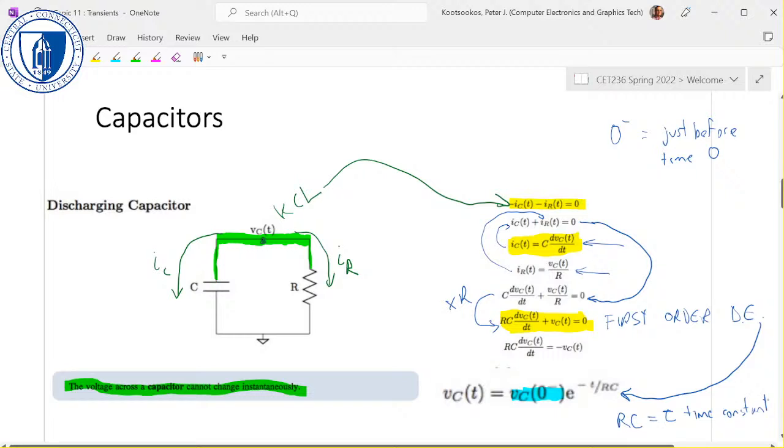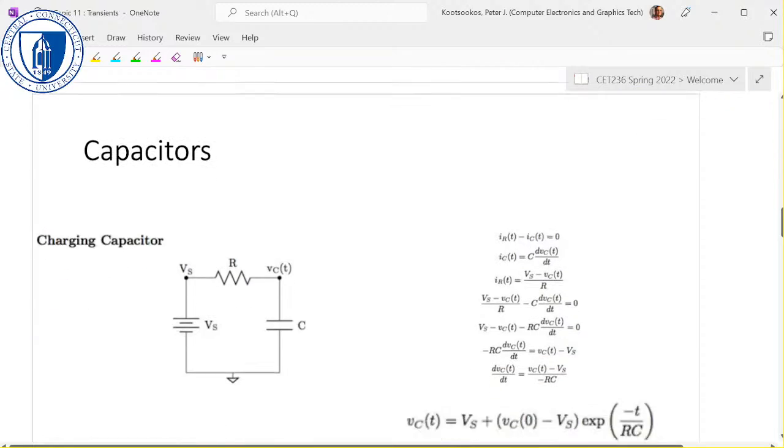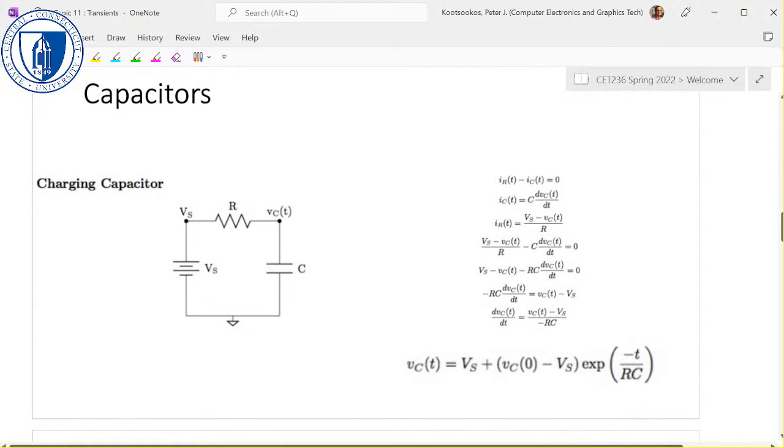So sometimes you'll see it as VC at time 0 times e to the minus t on tau. Okay, so this is what happens when a capacitor initially has a charge on it, at 10 volts, and then you connect up a resistor to it and it discharges. We could do something very similar for when the capacitor starts up with 0 volts on it and we apply a voltage through a resistor to it.